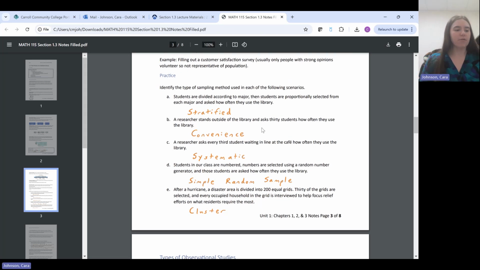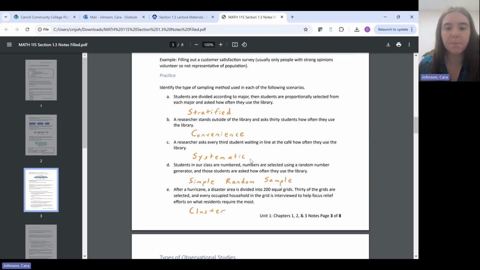Letter B, a researcher stands outside of the library and asks 30 students how often they use the library. So this is convenience. They're just asking the first people they see. They're not really attempting to make this random. That's definitely a convenience sample. And then letter C, a researcher asks every third student waiting in line at the cafe how often they use the library. So every third student is the key there.